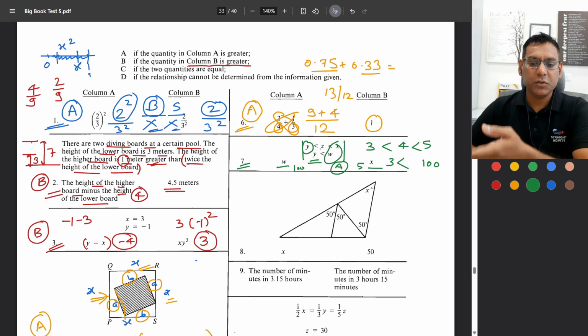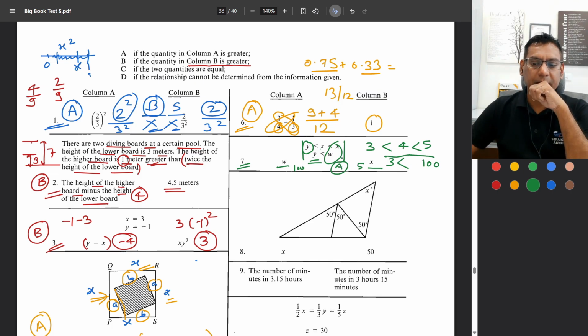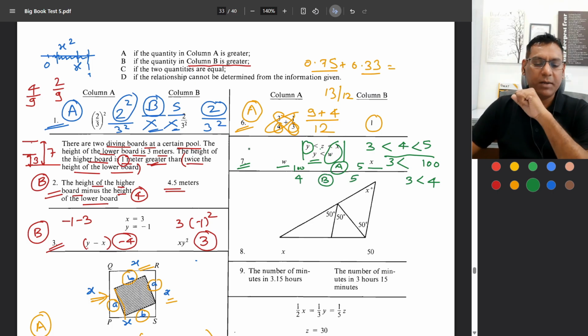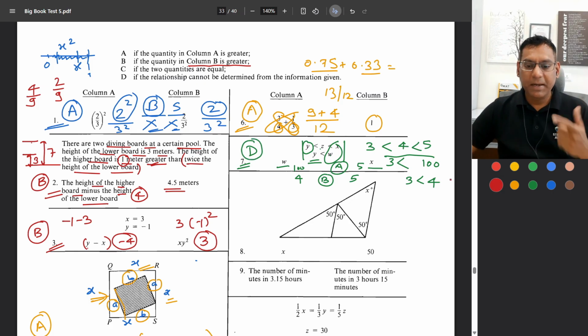But I could have also had W as 4, right? 3 less than 4. In that case, I would have compared 4 and 5. I would have got answer as B. So I'm not able to decide anything. Answer choice D. It's better to do this question in a visual way.